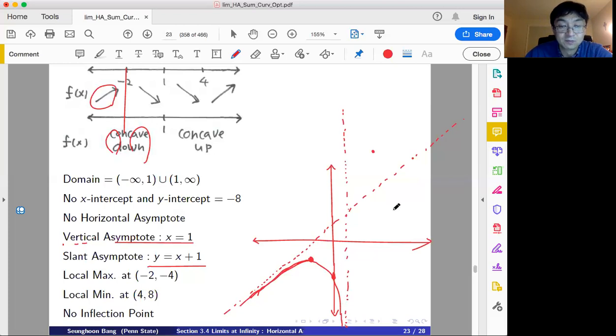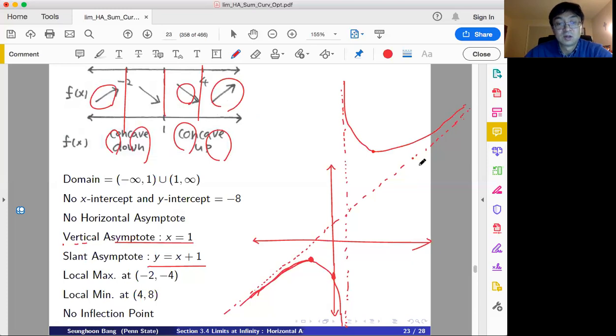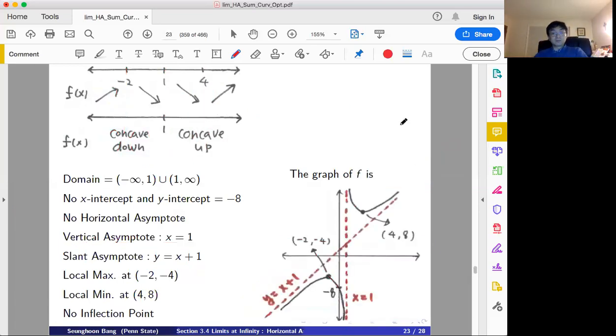So like this. The next one, 1 to 4. Decreasing, concave up. The graph is decreasing, just approaching the vertical asymptote, concave up, so like this. The last one, 4 to infinity, increasing, concave up. So here, increasing, concave up, approaching the slant asymptote. So we have this graph, so like this. We have it. It's good. This is the whole idea.